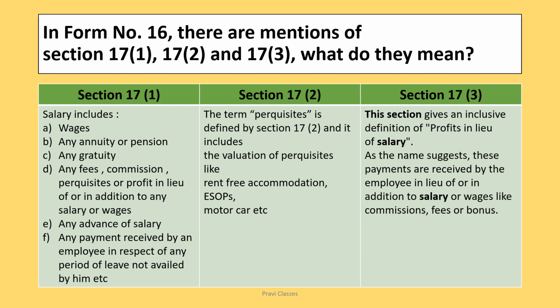The term perquisites is defined by Section 17 subsection 2 and it includes the valuation of perquisites like rent-free accommodation, ESOP, motor car, etc. Section 17 subsection 3 gives an inclusive definition of profits in lieu of salary. As the name suggests, these payments are received by employee in lieu of or in addition to salary or wages like commission, fees or bonus.